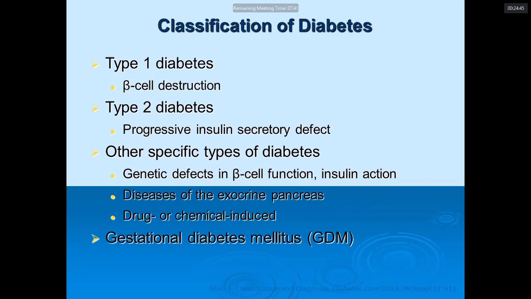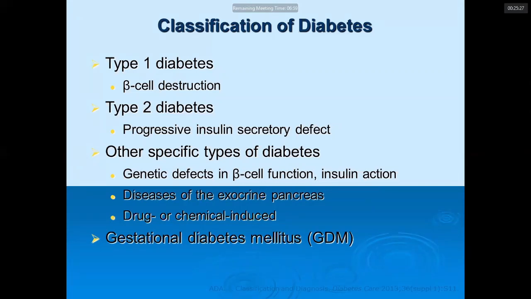Type 2, we have two entities: insulin resistance plus a progressive insulin secretory defect. So in the beginning, we have insulin resistance. The beta cell tries to compensate by producing more insulin, okay? With time, the beta cell gets exhausted and the insulin secretion starts to decline and then the blood sugar starts going up. So we have two entities, insulin resistance plus beta cell failure.